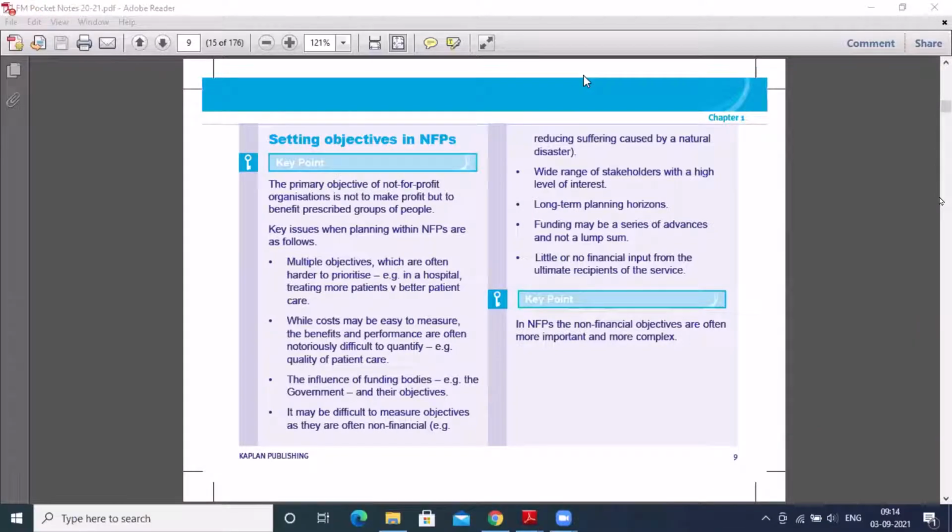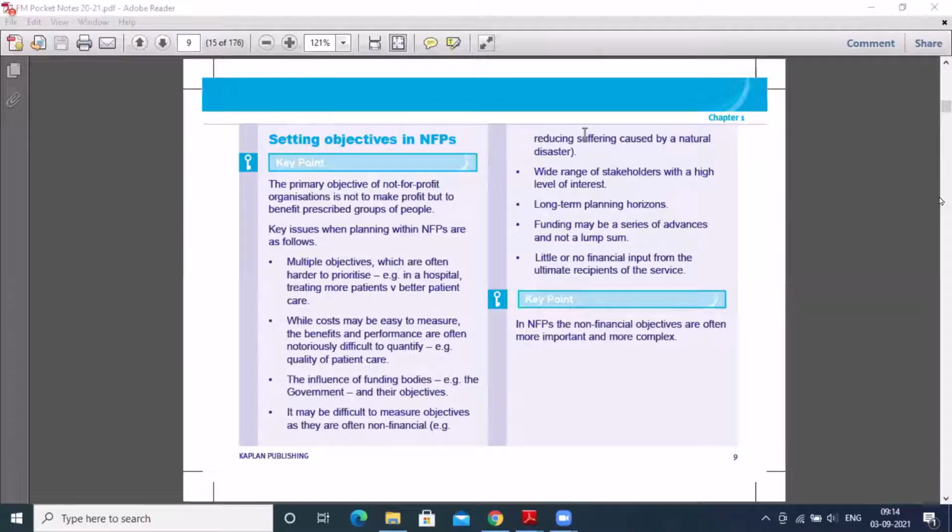So one request I got is the long-term horizon, which I will be explaining. Then the second point which you want me to explain is the wide range of stakeholders with high level of interest. Okay, done, I will be explaining that. Now first let me focus on the long-term planning horizon.